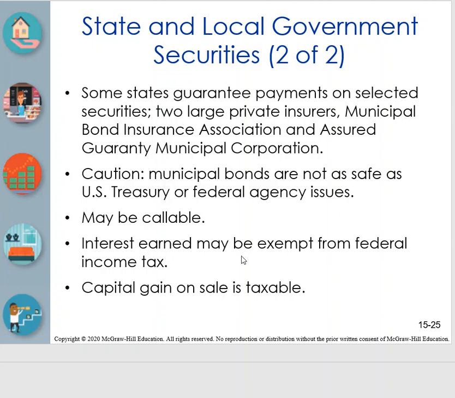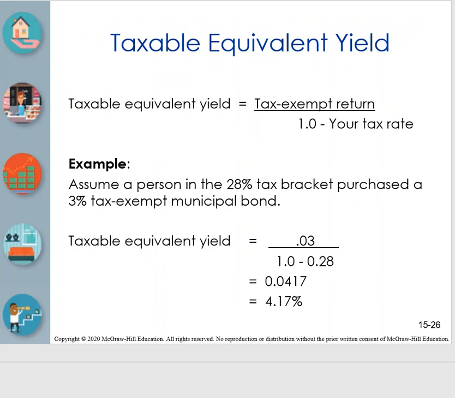Now, the interest earned may be, again, exempt from federal income tax and also exempt from state income tax if you live there. But the capital gain on the sale is taxable, which means if you bought the bond for $1,000 and sold it for $1,030, you made $30 on the sale of the bond. That's not interest, that's on the sale. That capital gain is taxable. So a lot of times people buy bonds for the good tax treatment that you get on this.